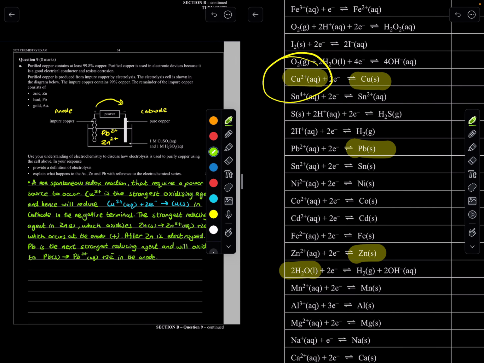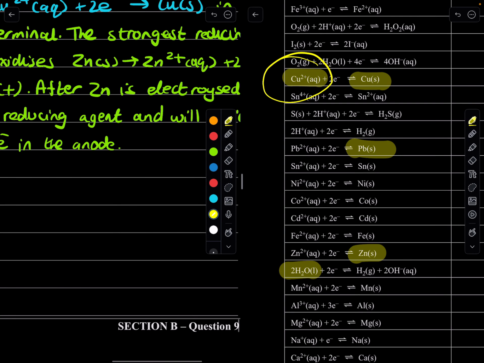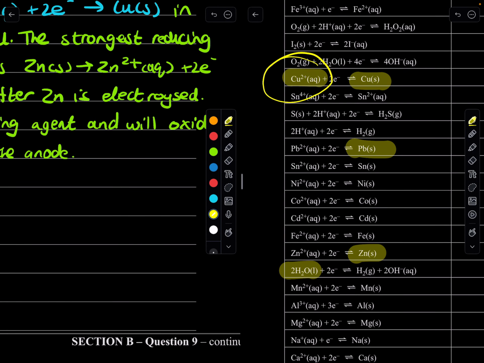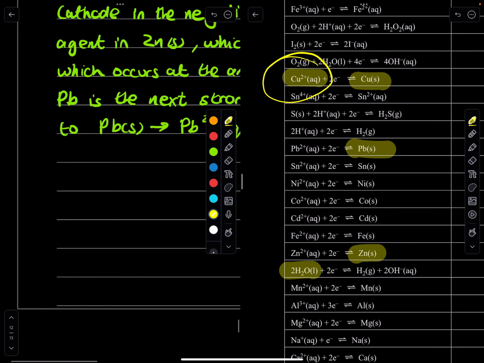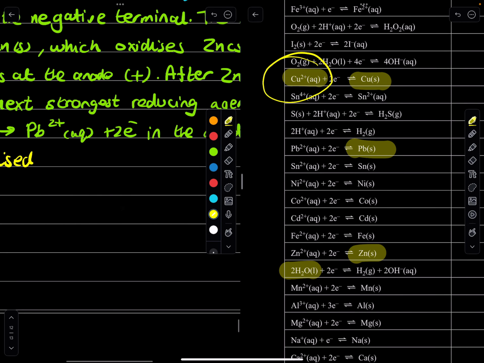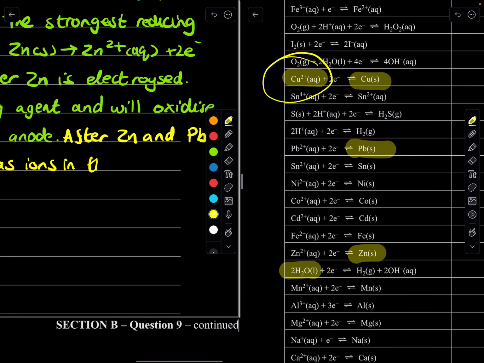Now I'm going to write more to go into the depth of what we were supposed to do. So what's going to happen? After zinc and lead oxidize, like we said, they'll be left out in the electrode. So after zinc and Pb have oxidized, they will be left as ions in the electrolyte.